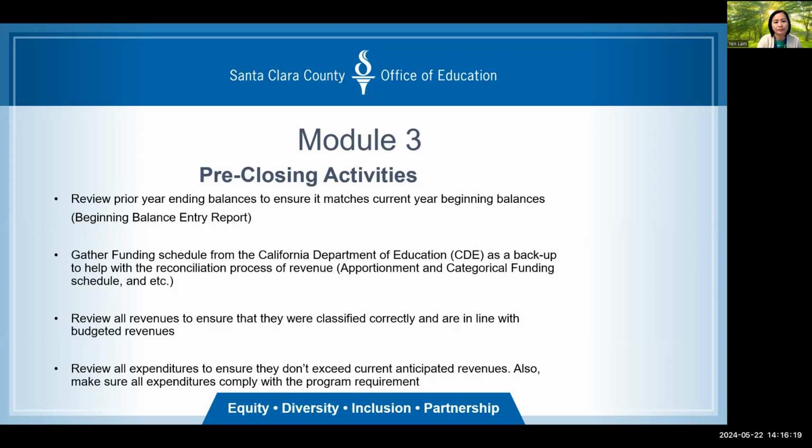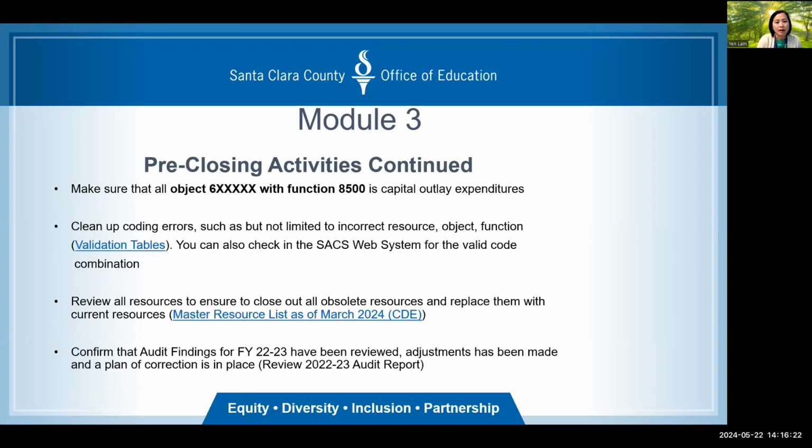Next slide. And we want to look at the object 6,000 range. Make sure the function 8,500 is capital outlay expenditure. And the next thing we want to do is clean up any coding error, such as, but not limited to, resource, object, function. A useful tool that we use would be the validation table you can download from the CDE website. You can also go into the SACS web system to look for the valid code combination.